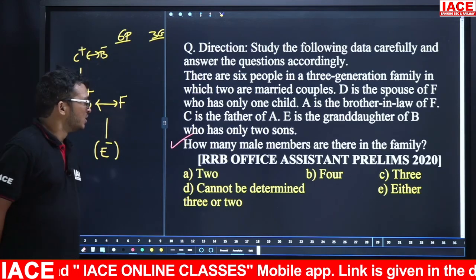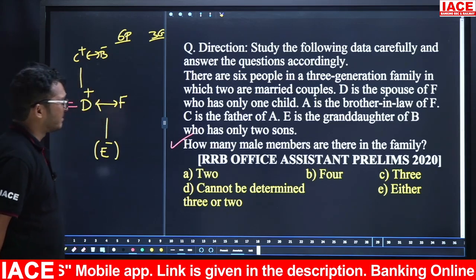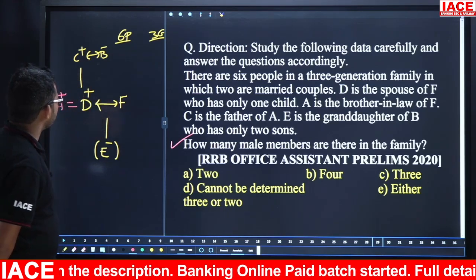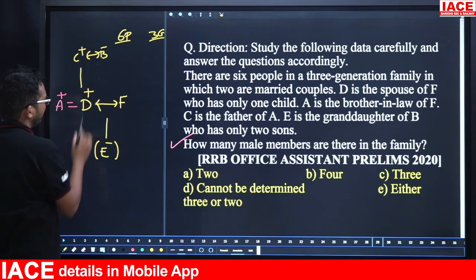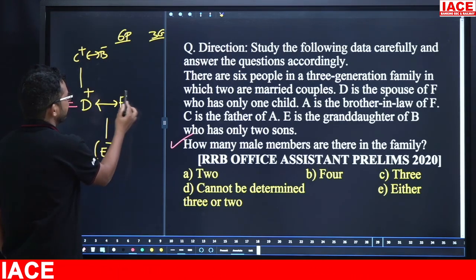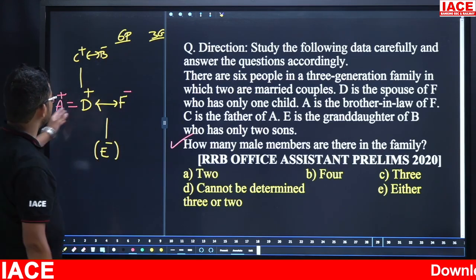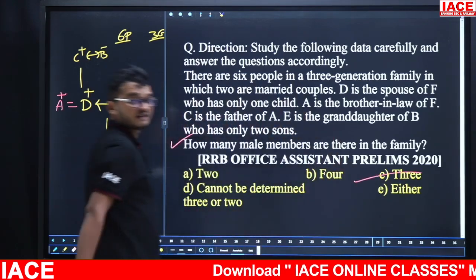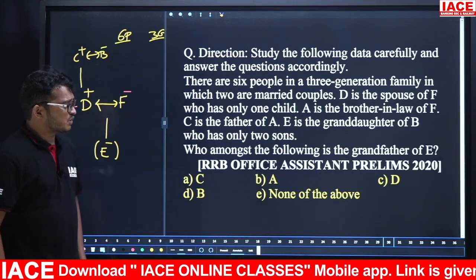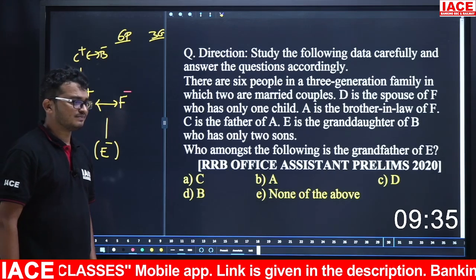Yes, time up. The question is, how many male members are there in the family? Friends, once you observe, C is a male, D is a male, A is a male. D and F are a couple, so D plus means F is minus. So how many male members are there? 3 male members. Option C is the answer. Next, take the next question. Your time starts now.